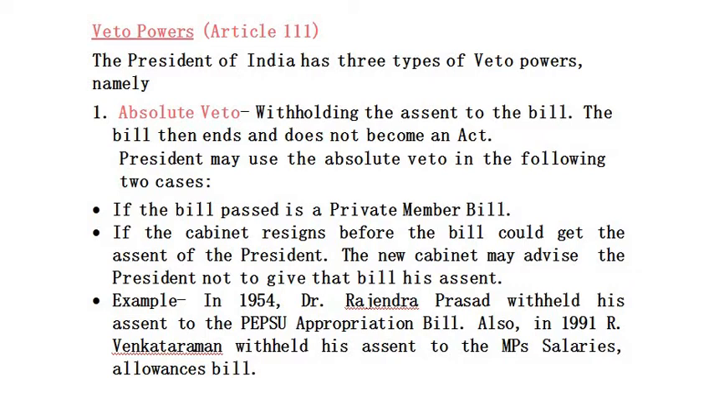So we will discuss them one by one. The absolute veto: withholding the assent to the bill. The bill then ends and does not become an act. The president may use the absolute veto in the following 2 cases.